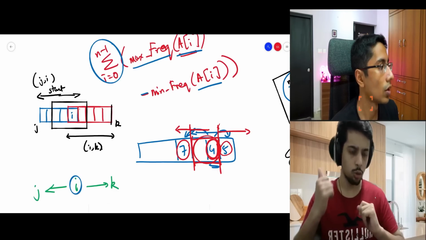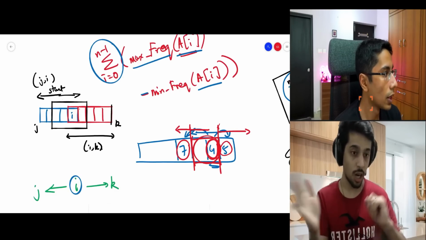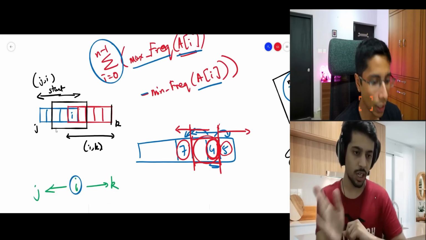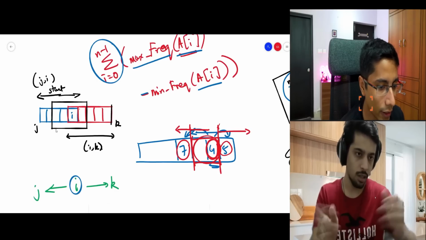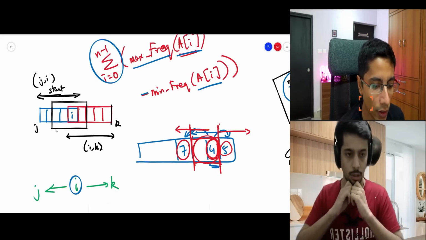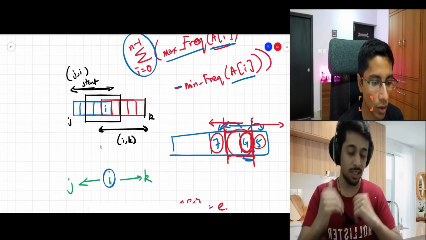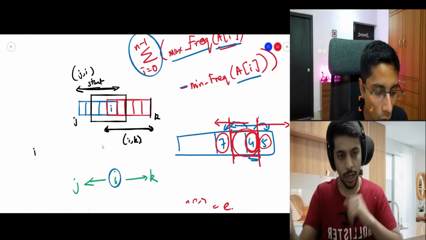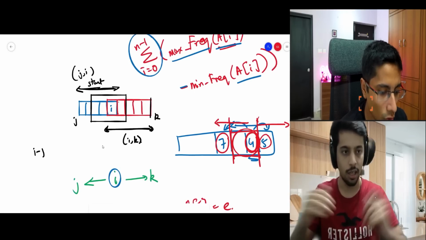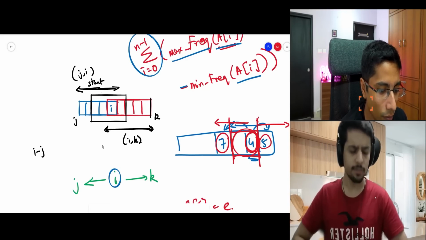Okay, right. So basically what you're saying is that the subarray starts from one of the points on the left side, and ends at one of the points on the right side. How many subarrays exist which start from the left and end at the right? That's the idea. Yes, that would be i minus j minus 1.